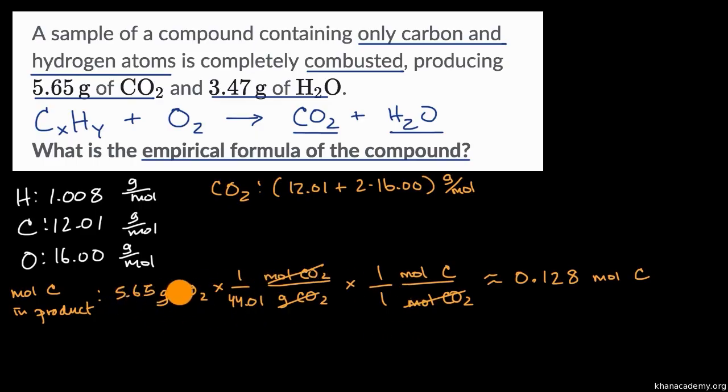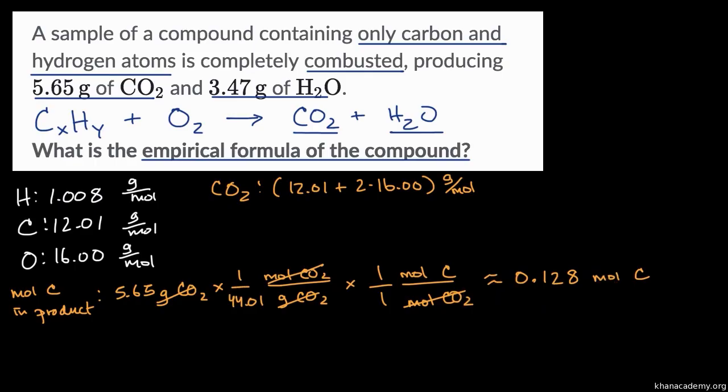If this is how many grams of carbon dioxide we have, and a mole of carbon dioxide is going to have a mass of 44.01 grams, well then 5.65 over this is going to tell us what fraction of a mole we have of carbon dioxide. And whatever that number of moles of carbon dioxide is, it's going to be the same as the moles of carbon, because we have 1 atom of carbon for every carbon dioxide molecule. So that all makes sense.